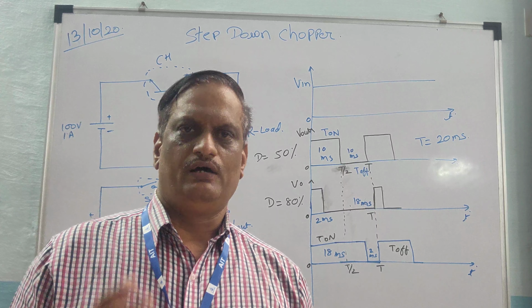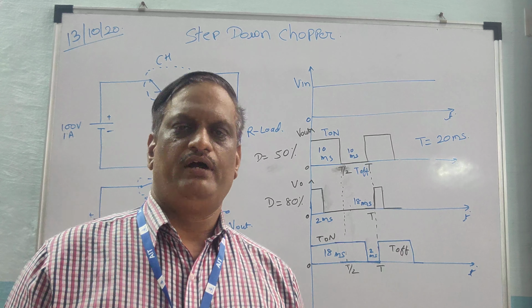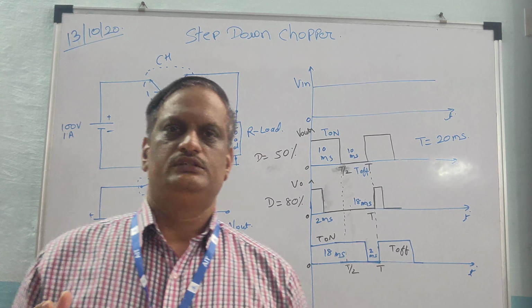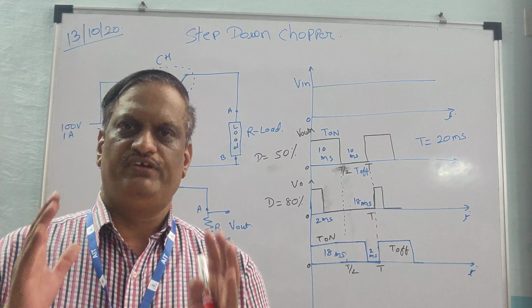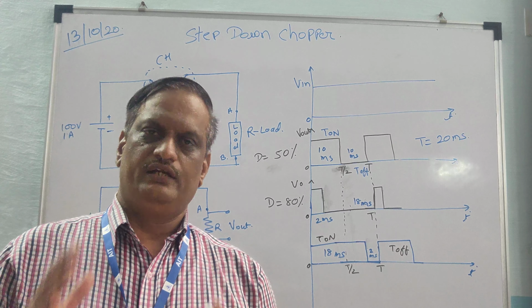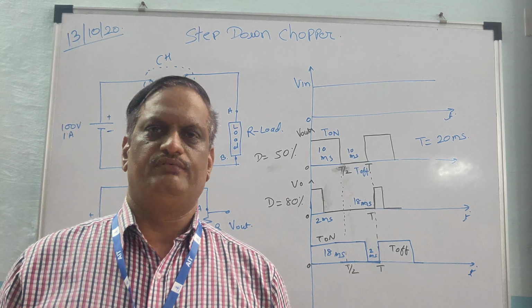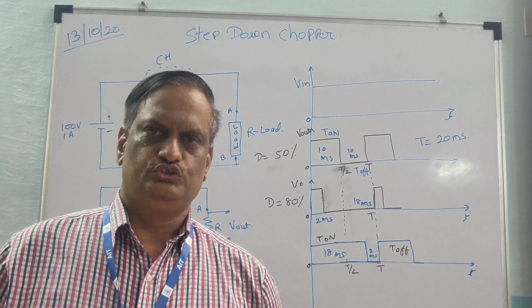Today's topic for our discussion is the step down chopper. Now why do we require the step down chopper? Because when we want to convert the fixed DC voltage into the variable DC voltage, we will require a step down chopper. So a DC to DC converter is called a chopper.